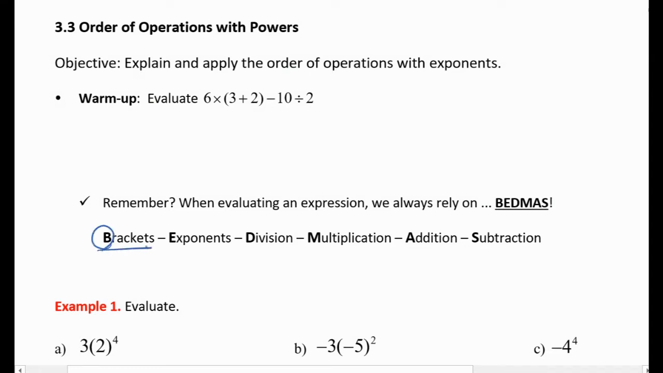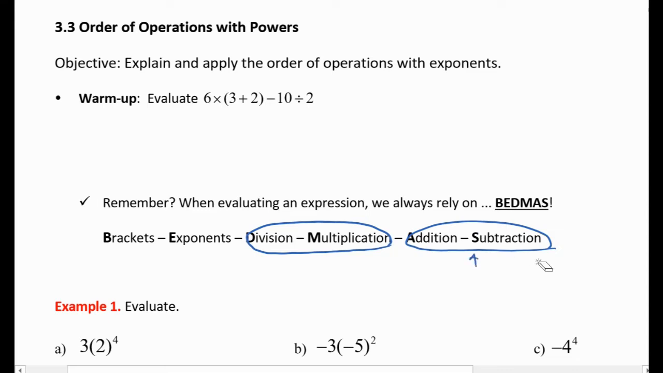B for bracket, E for exponent, D for division, M for multiplication, A for addition, and S for subtraction. So remember, division and multiplication are in the same rank, and addition and subtraction are in the same rank. So you do whatever comes first, okay? If division comes first, you do the division first. If multiplication comes first, you do the multiplication first. Same thing, addition and subtraction. Whichever comes first, you do it first. So remember that. And let's solve the problem.